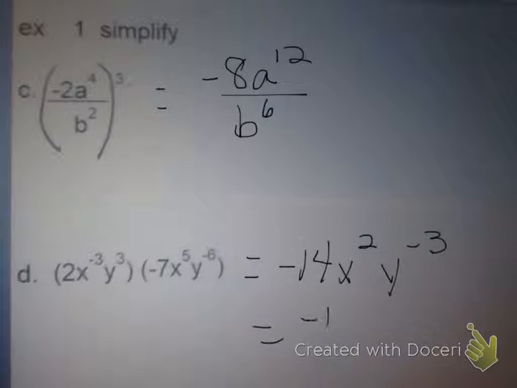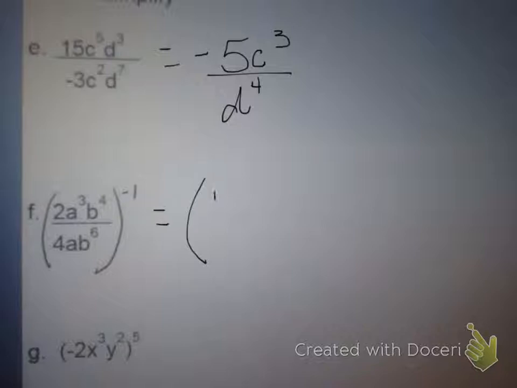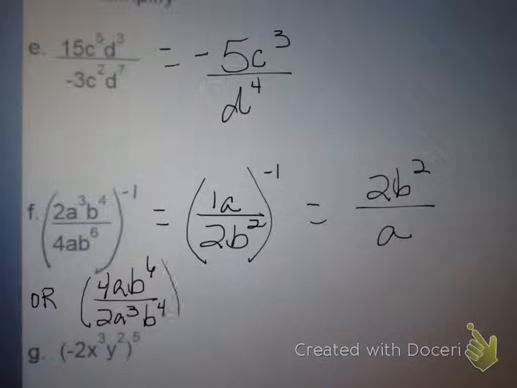Now we have to make everything positive. Don't get the negative 14 confused with the negative exponent. That does not mean it's a negative exponent. Just the negative 3, y to the negative third, is a negative exponent. Now there's two ways you could do f. You could flip it, or simplify inside and then flip it, or you could flip it, and then when you have a 1, that doesn't change anything.